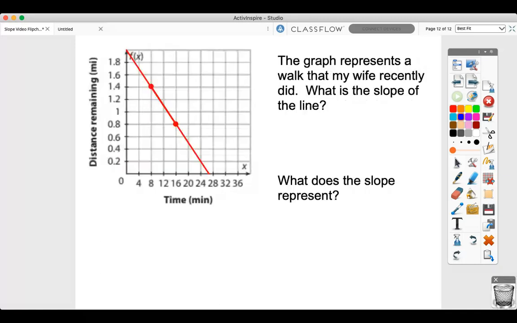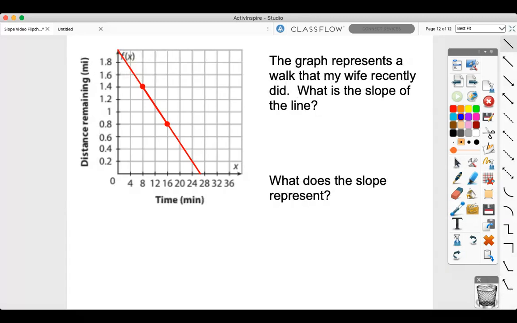All right, so let's do one more. This graph represents a walk that my wife recently did. She went on a walk, and she measured the time and the distance, how far she had left to go. So what is the slope of the line? We have to make our triangle again. This time we're starting here and we have to go down.